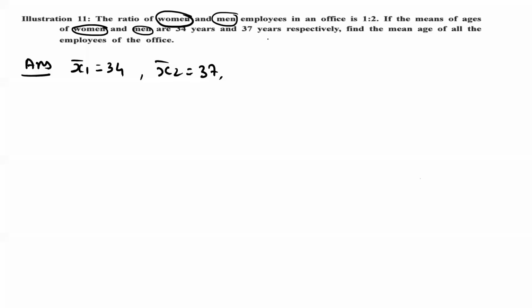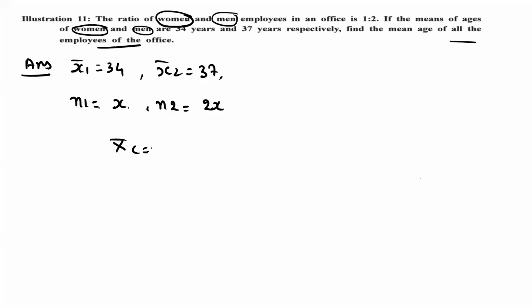But the problem is here, the ratio they are saying. So I will write N1 is equal to x. Why are we writing x? 1 into x, that is x. N2 is equal to 2 into x, so I can write 2x. Find the mean age of all the employees of the office. All the employees. Say the formula.